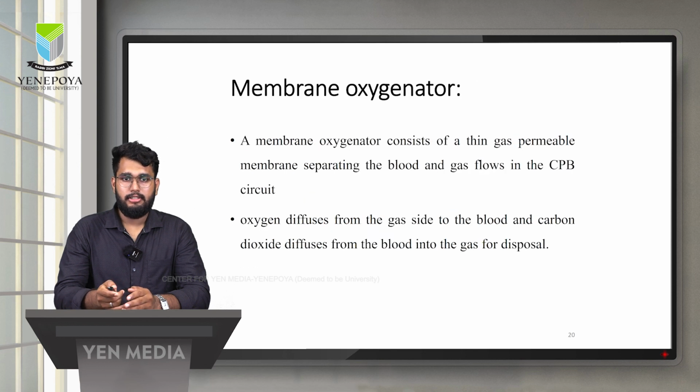So coming to the next one, the membrane oxygenator. A membrane oxygenator consists of a thin gas permeable membrane separating the blood and gas flow in the CPB circuit. Oxygen diffuses from the gas side to the blood and carbon dioxide diffuses from the blood side into the gas for disposal. In a membrane oxygenator, the blood and the gas side are separated by a semi-permeable membrane. So based on the principle of diffusion, the exchange of gas happens in the membrane oxygenator.